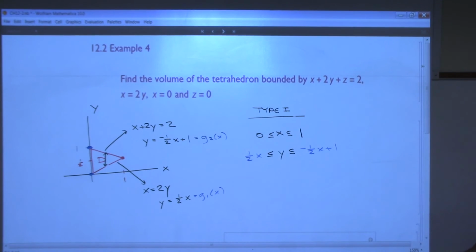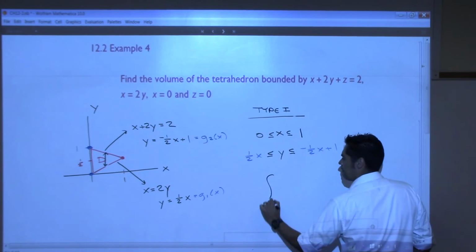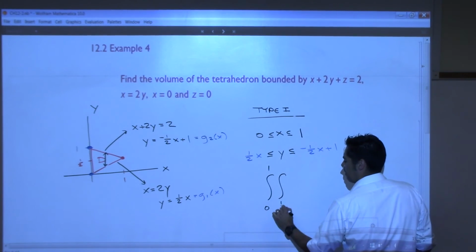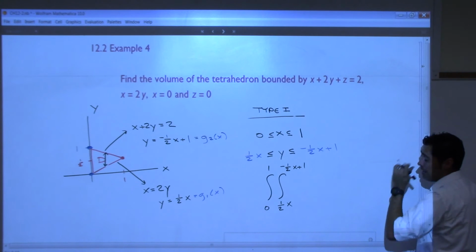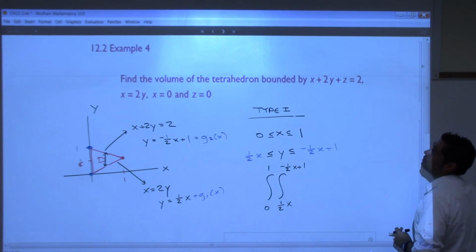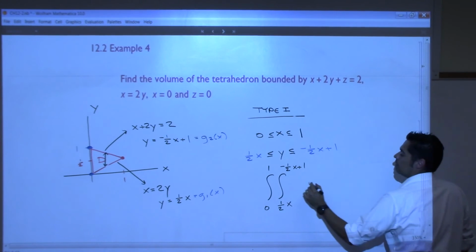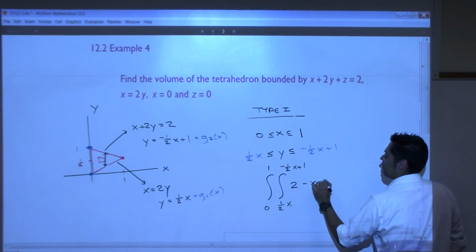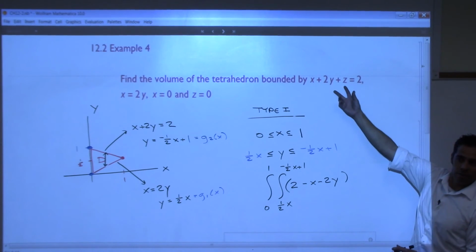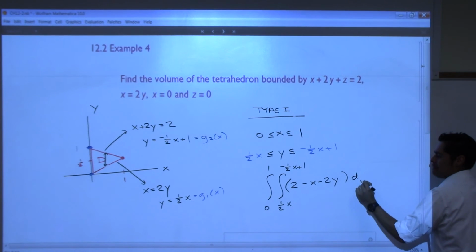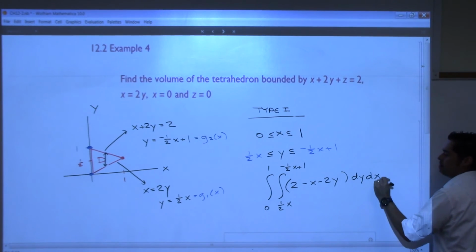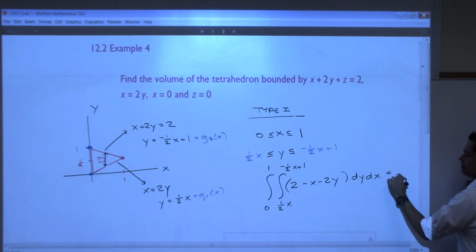You can tell these kind of get a little messy with just the visualization of things. So double integral, 0 to 1, 1/2 x to -1/2 x plus 1. What are we integrating? Z equals 2 minus x minus 2y. That was that surface right there. And then dy dx. There we go.